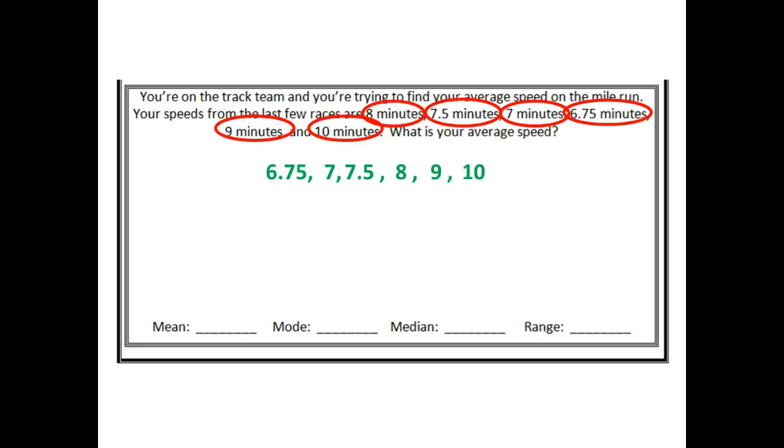Be careful with those decimals. It shouldn't change your answer. Just know that 7.5 is half an integer, half a step on that number line, bigger than 7.